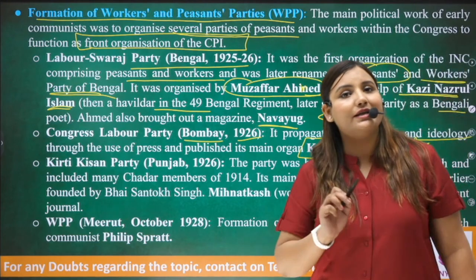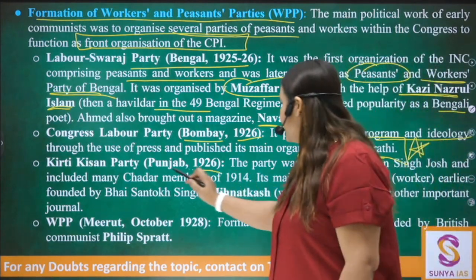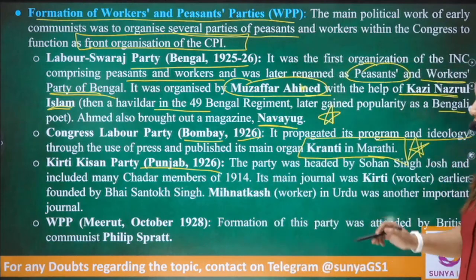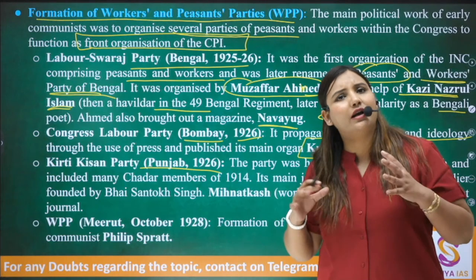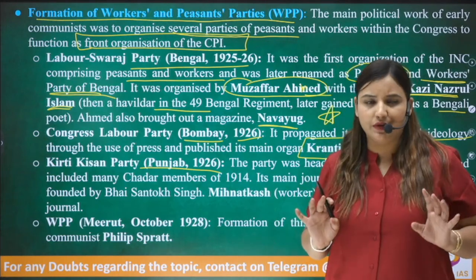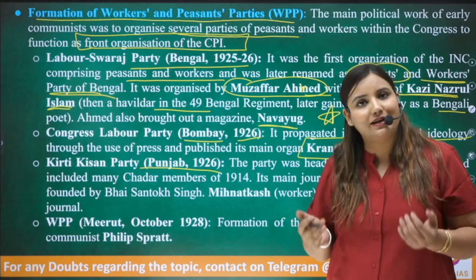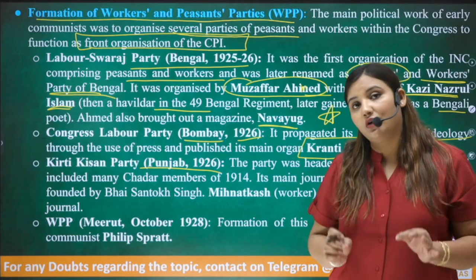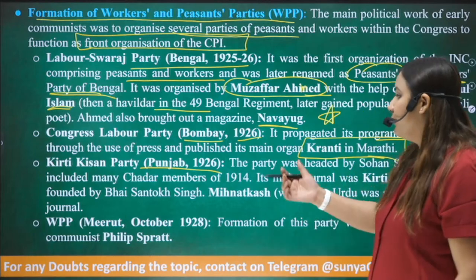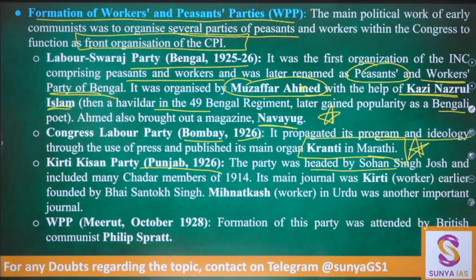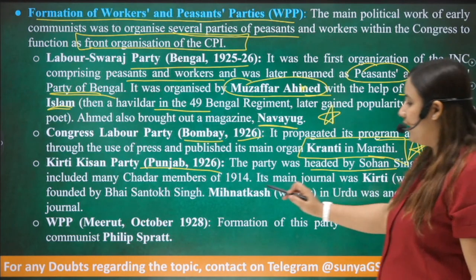There was a Kirti Kisan Party also, in Punjab in 1926. It was very, very important. All these facts are important for prelims. Even if you can't remember it, just listen to the lecture. Listen to it peacefully, revise it later in your book, and by solving MCQs you will remember it. So the Kirti Kisan Party was there. The party was headed by Sohan Singh Josh and it included many other members also.